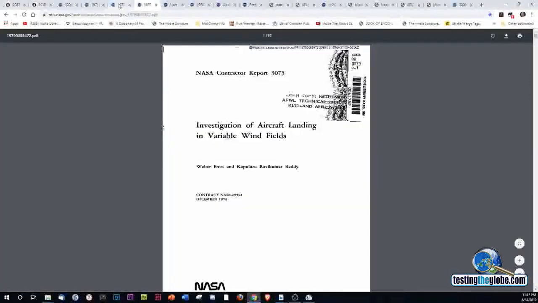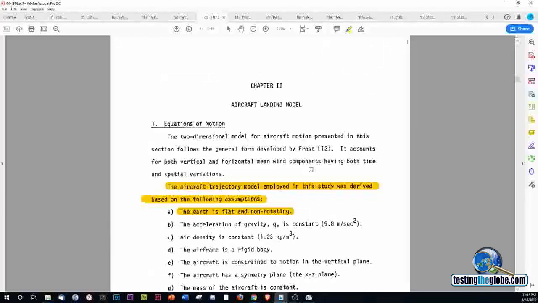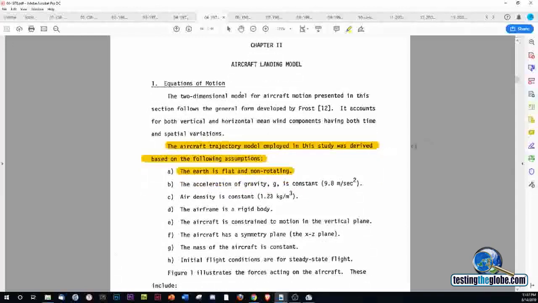That was 1972, right around the end of the Apollo program. So we go to NASA again, NASA.gov, December 1978. Investigation of aircraft landing in variable wind fields. Equations of motion. This comes up a lot. The two-dimensional model for aircraft motion presented in this section follows the general form developed by Frost. It accounts for both vertical and horizontal mean wind components having both time and spatial variations.